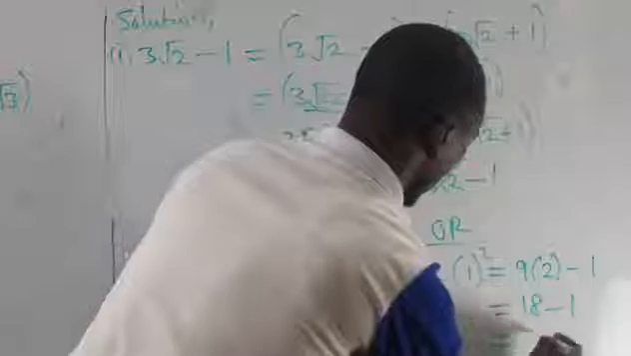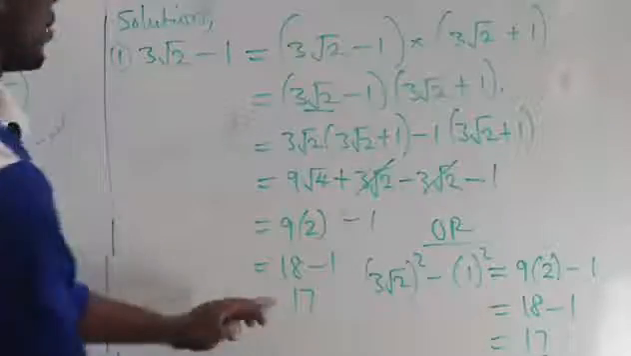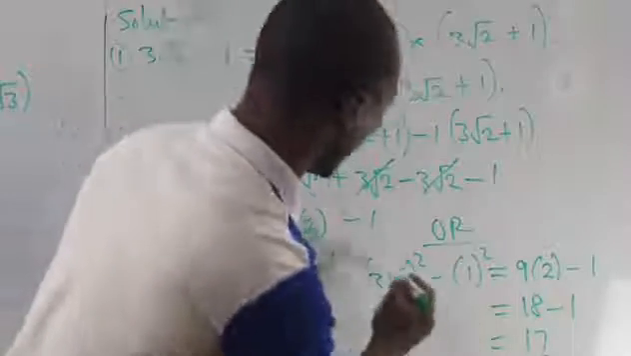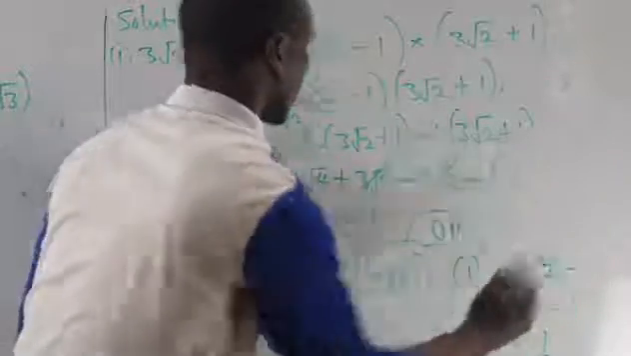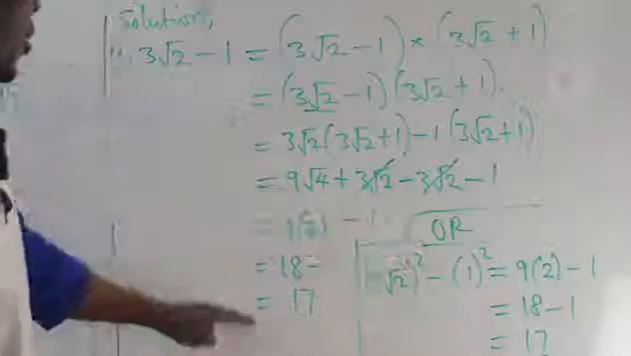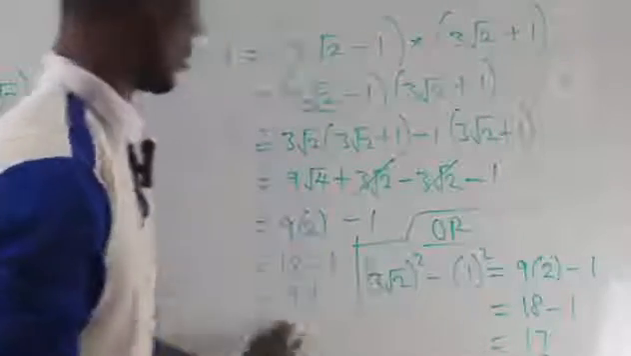18 minus 1 is what? 17. So you can see we have the same answer. So here is the short form of the given question. We have 17 and we have 17.